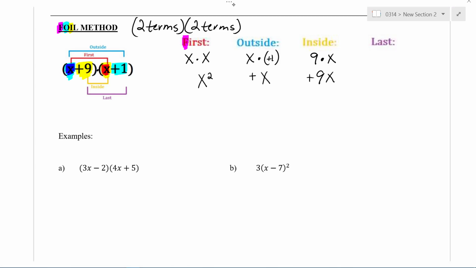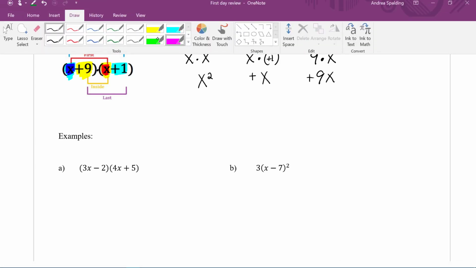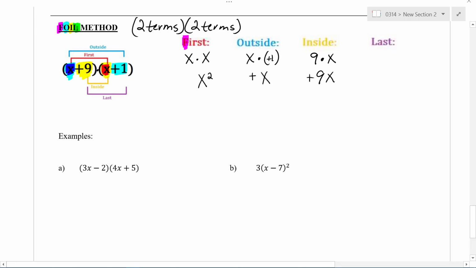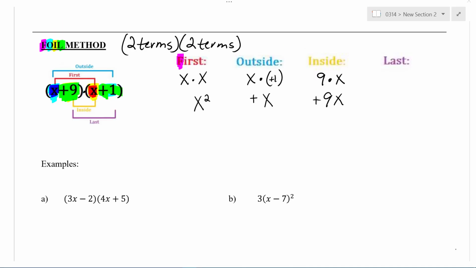Okay. So the last part of FOIL is that last term, so L for last. The last two terms in each group. So that's the positive 9 and then the positive 1. Alright, so that's a positive 9 times a positive 1. So overall that gives me a positive 9.